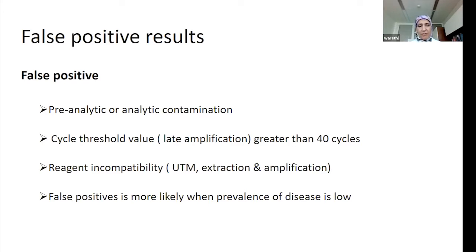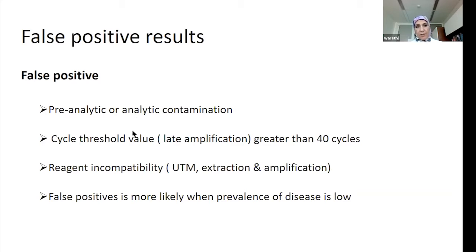Among some of our caregivers, we don't understand what that is. Other people also observe this, when they culture the virus, they don't find any viable virus. These are people that are shedding beyond 3 weeks. Also due to incompatibilities, again, either between UTM and the extraction, or between extraction and amplification. And false positives are more likely when the prevalence of the disease is low.